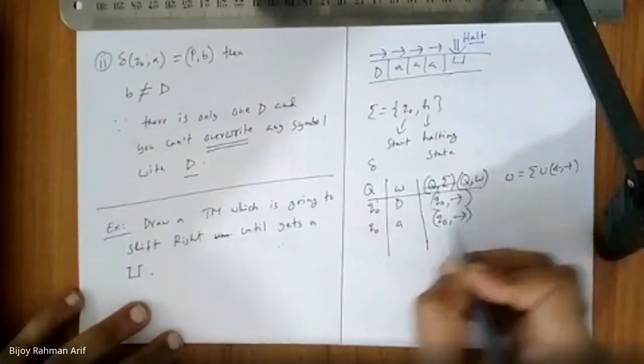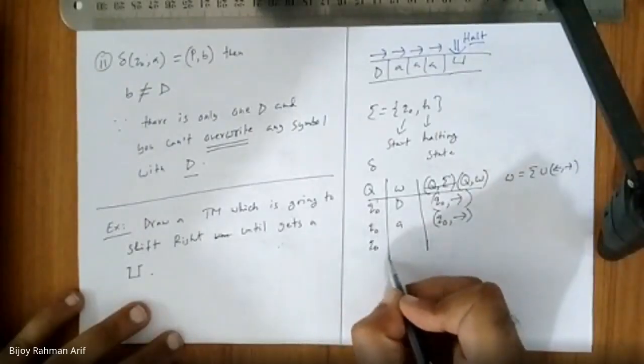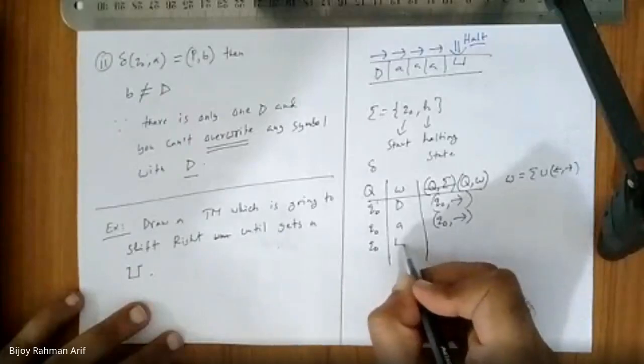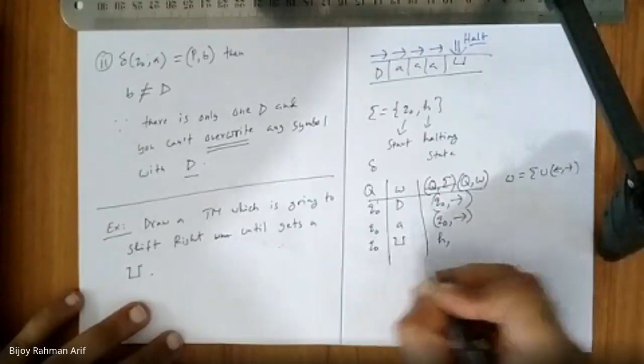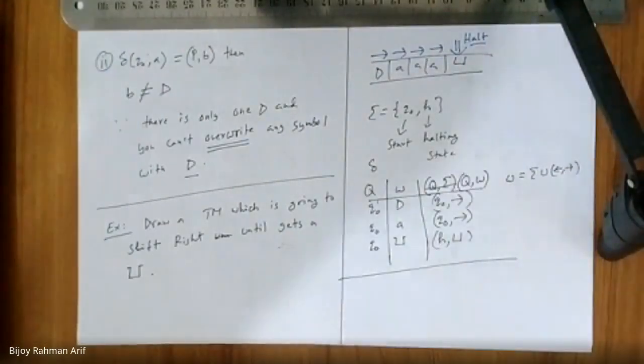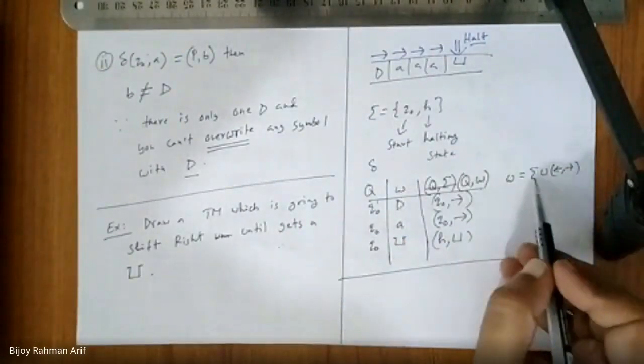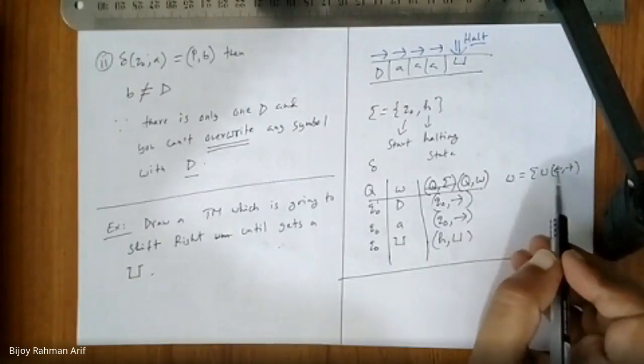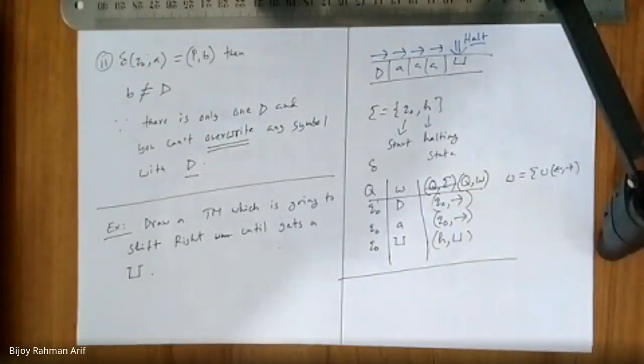Then Q naught, if we get a blank, what will we do? So halt. We are going to halt state and keep remain there. That's it. Good, very good. This small omega is nothing but sigma union left shift and right shift. Okay, so this is the case.